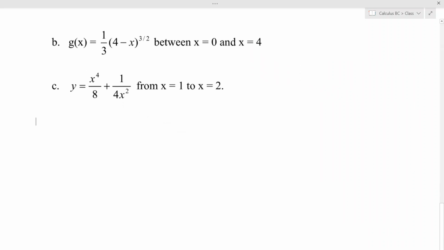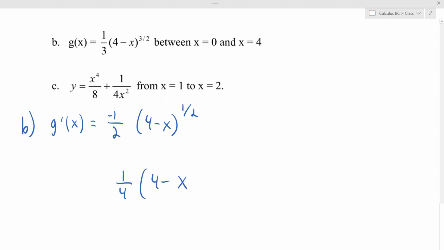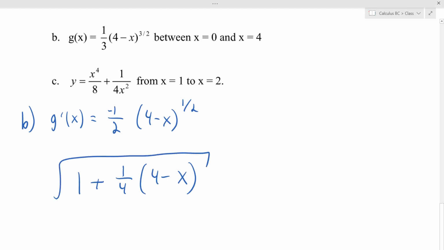Ba-doom. So for B, same thing. We're going to use the same formula we've been using. So we need g prime of x. That's going to be 3 halves times 1/3, so that's a half, times 4 minus x to the 1/2 times negative 1. We have to square that, which kills the square root and makes it positive 1/4. So when we square it, we get 1/4 times 4 minus x. And we need to add 1 to that, drop it in a square root and integrate it from x equals 0 to x equals 4.